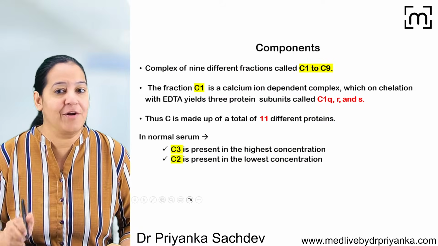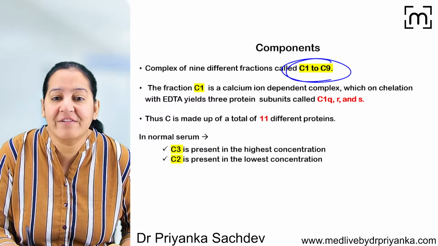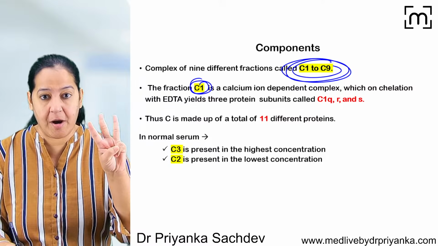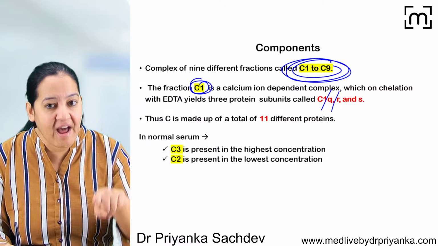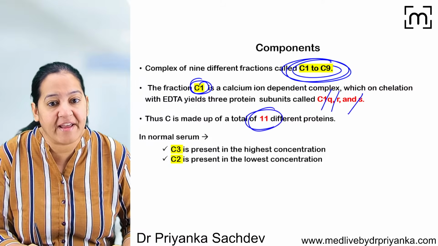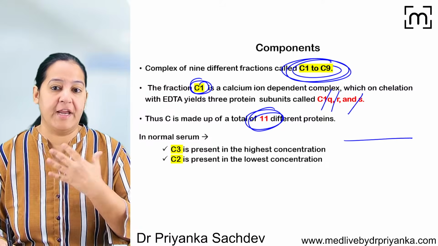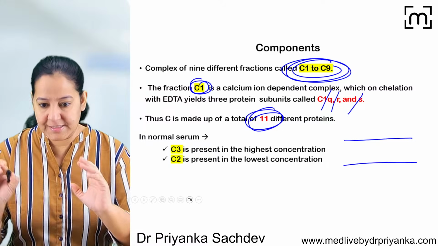We understood it. Now I told you there are 9 components, C1 to C9. I also told you C1 gets split into 3 components, C1Q, C1R, C1S. So in total there are 11. Now in the human blood, they all are present. In my blood, in your blood, we all have all of them. So this is the blood vessel.